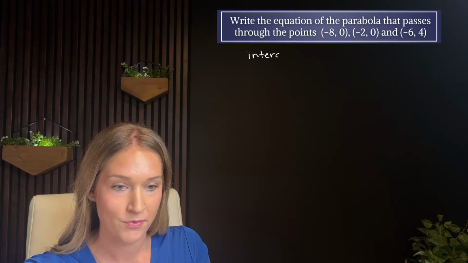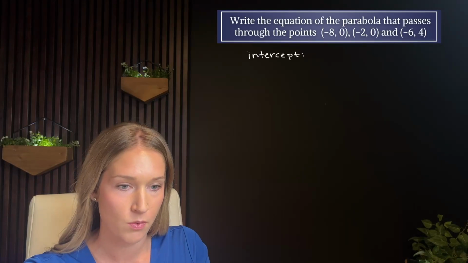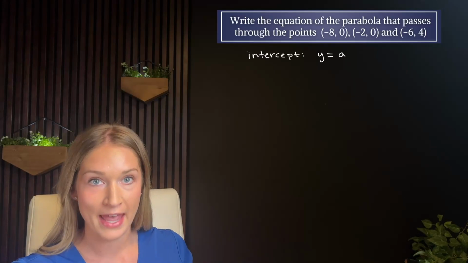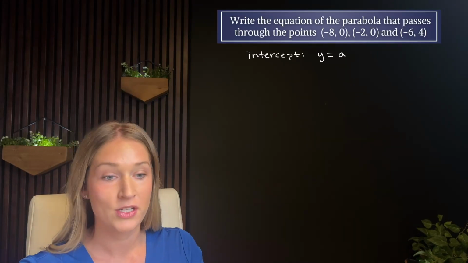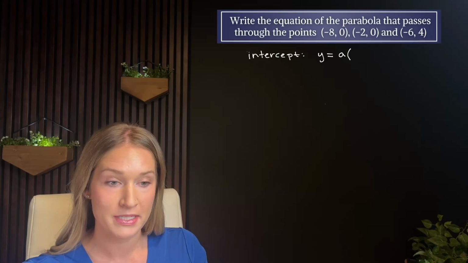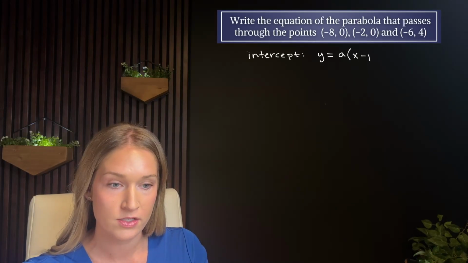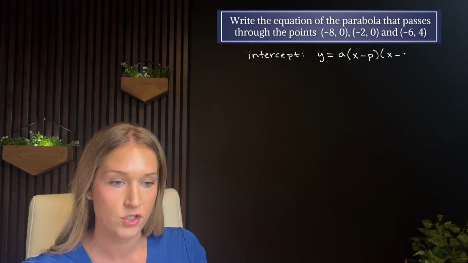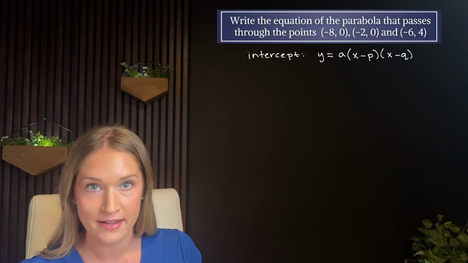And intercept form is the form where y equals, you're always going to start with your leading coefficient of a, but then after that, each form of your quadratic could look a little bit different. Intercept form is where we take our x and we subtract each of the intercepts. So p is one of our x-intercepts, and then q is your second x-intercept.